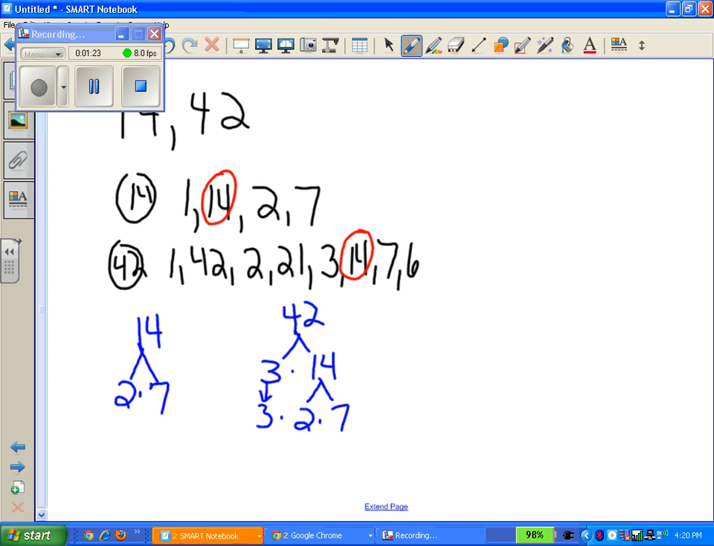And what do they have in common? They each have a 2 and a 7 in common. So then what I'm going to do is multiply the 2 times the 7, and that equals 14. So the GCF, or the greatest common factor, equals 14.